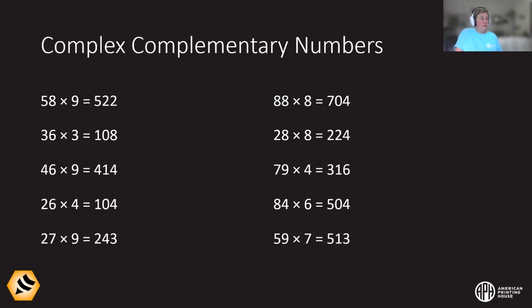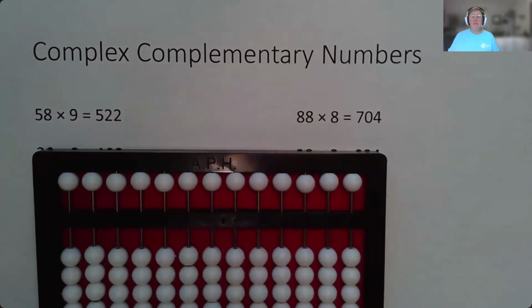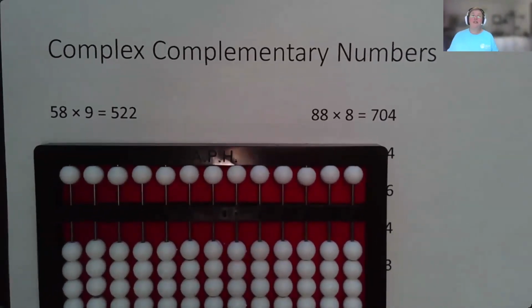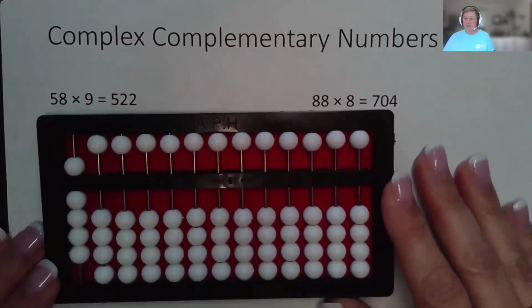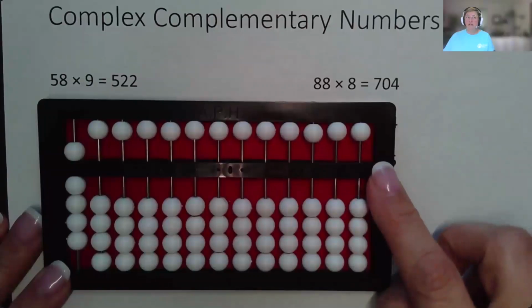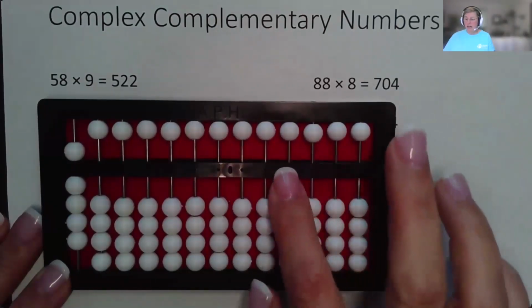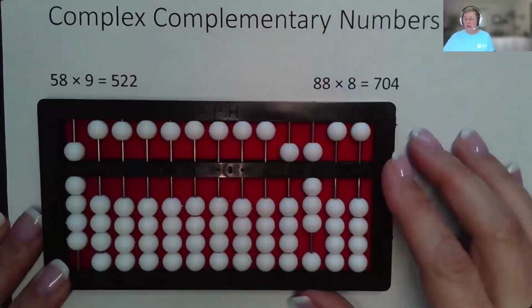Okay, this means that the first problem we're going to do, while it says 58 times 9, you're going to exercise your knowledge of multiplication and you're going to move the 9 on the left-hand side. Okay, so set the 9 on the left-hand side. We're going to count over to set the 58. 9 times 5, 8. Set the 5 in the fourth column and the 8 in the third column.